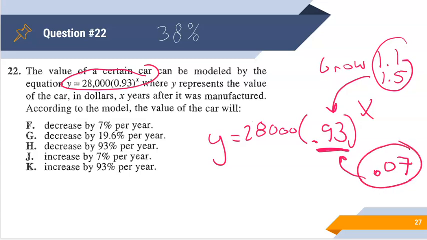Now, what is 0.07 as a percent? 7%. So I'm thinking about these two. And what is it, increase or decrease? It is a decrease because we are less than 100% there.